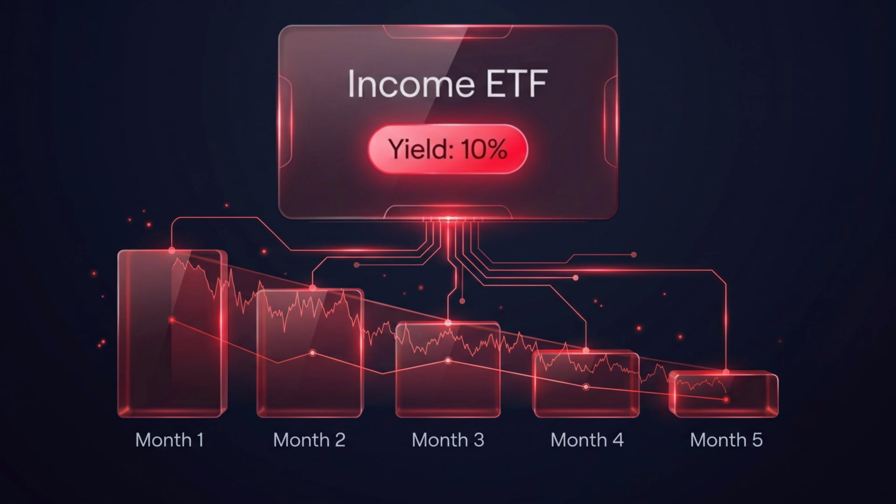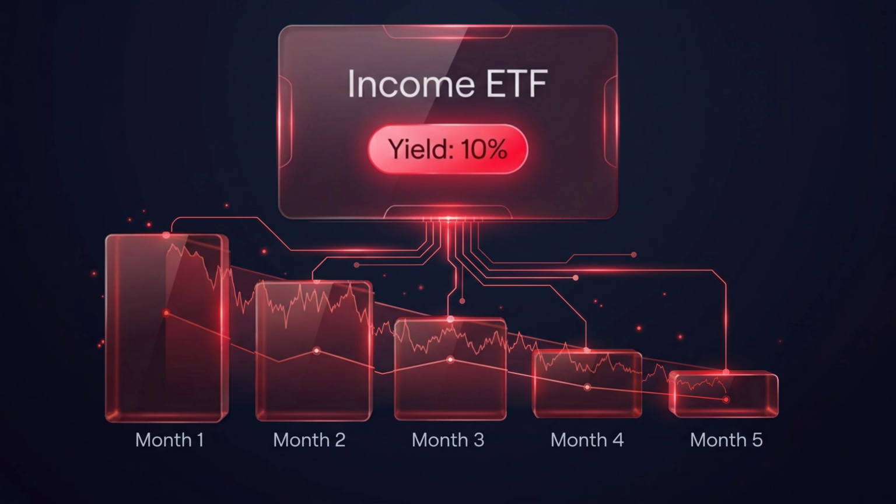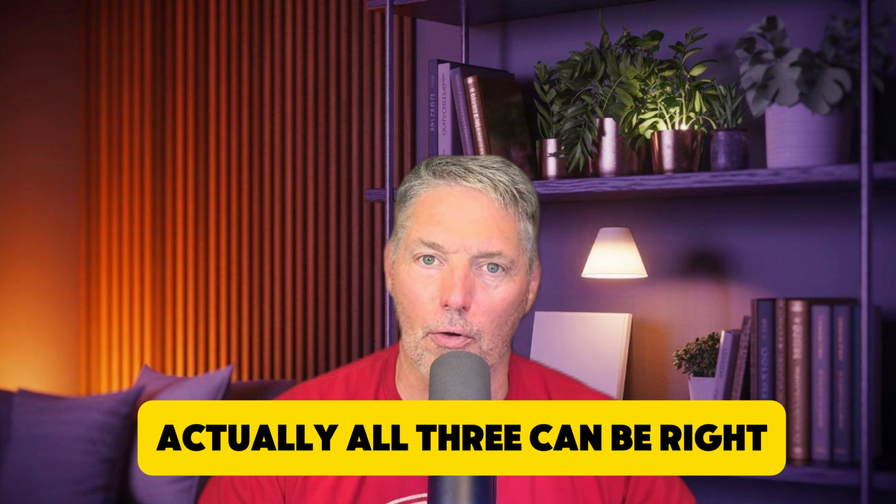I see this confusion in the comments all the time. Someone says SCHD pays them 15%. Another investor says that's impossible because SCHD only yields around 4%. And then somebody else says their income ETF still yields 10%, even though their payments are dropping. Who's right? Actually, all three can be right.